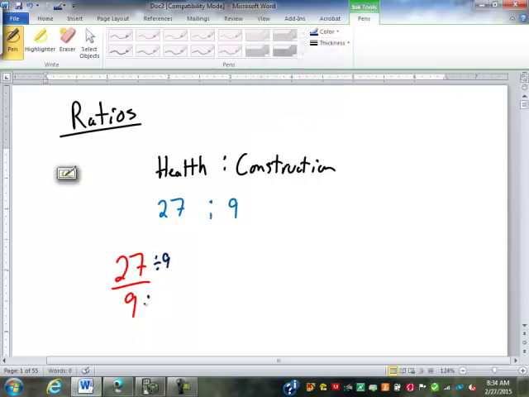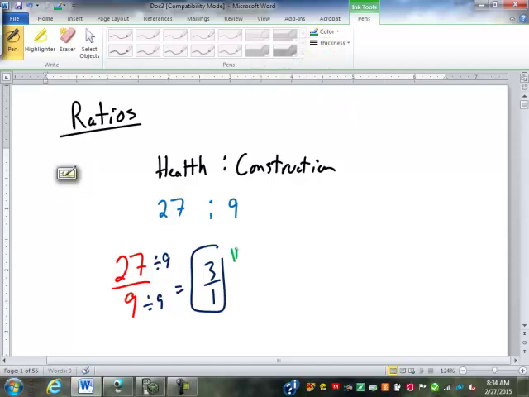And as a fraction, we can reduce that similar to what we would with most fractions. Both the 9 and the 27 can be divided by 9, which gives us a 3-to-1 ratio. Now, unlike fractions, we leave that as 3-to-1. We would not make that just a 3, because we still have to have that comparison between 2 numbers.